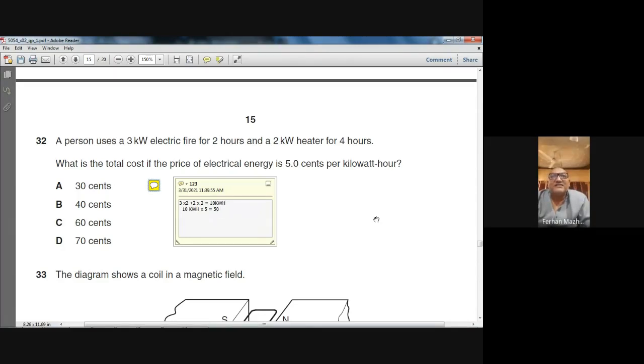Something went wrong. What is the total cost? A person uses a 3 kilowatt electric fire for 2 hours and a 3 kilowatt heater for 4 hours. By mistake I wrote 2 hours here, so it is 4 hours. So this will become 6 plus 8, which is 14. Multiply 14 with 5, and the final answer will be 70 cents. Question number 32, 70 cents is the answer. D is the choice.